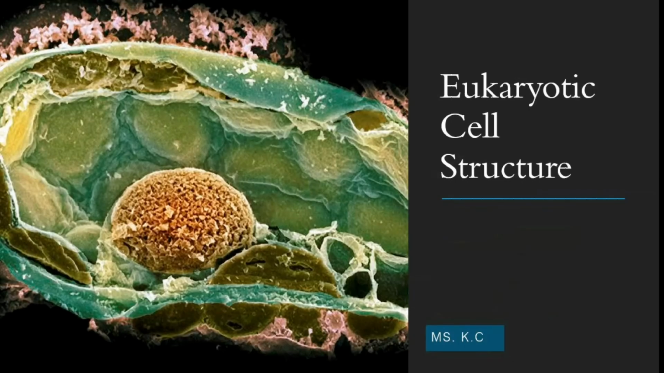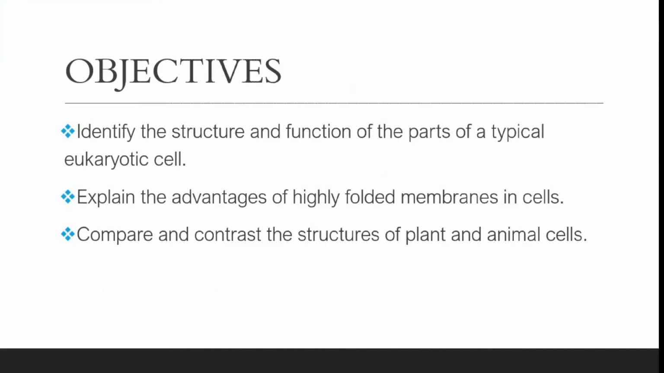Eukaryotic cell structure. Objectives: identify the structure and function of the parts of a typical eukaryotic cell. Explain the advantages of highly folded membranes in cells. Compare and contrast the structures of plant and animal cells.